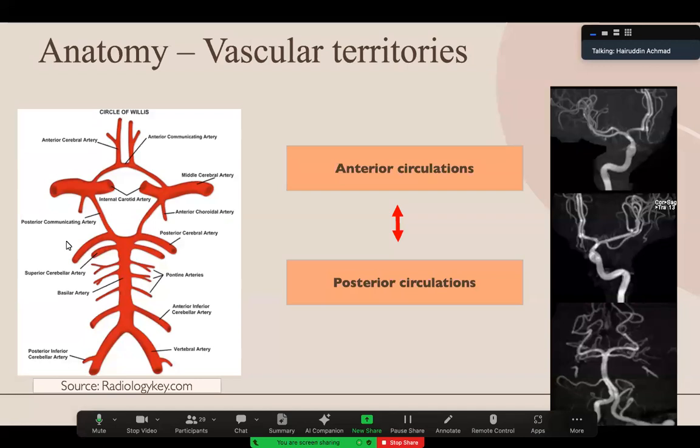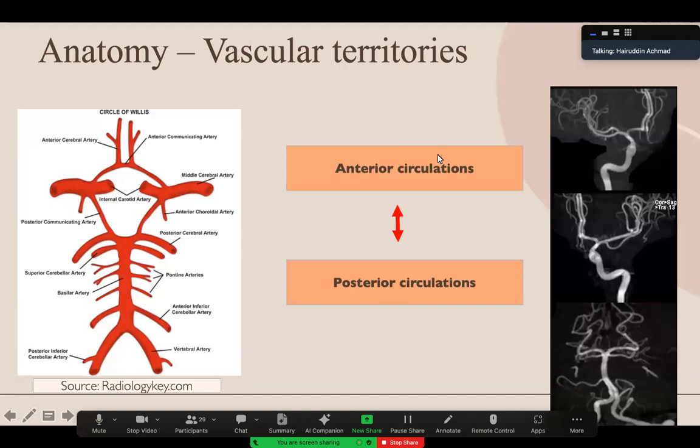Okay, so this works as a whole circle. If one vessel fails, the other will be activated and come and help the brain, until it's really beyond help, and then the brain will proceed with established infarction.